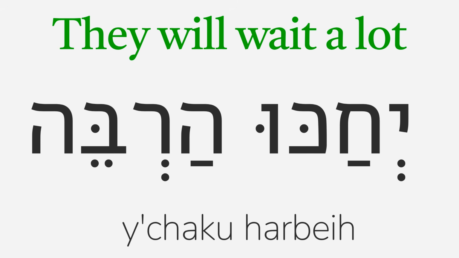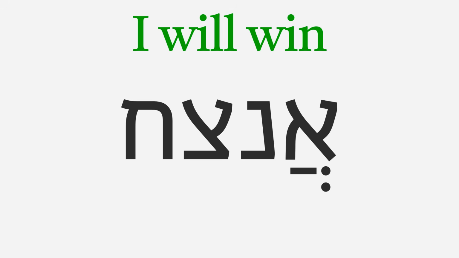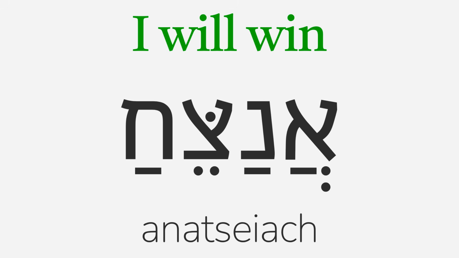To say I will win, we put the root nun tsadi chet in a piel future tense verb whose subject is I. This verb will use an aleph with patach shva as its prefix, and on the root letters we will put a patach, dagesh, and tsere. And if the root ends with ein or chet, a patach will go under that letter. Anatseach, I will win. Anatseach.